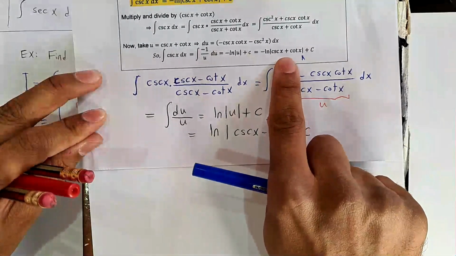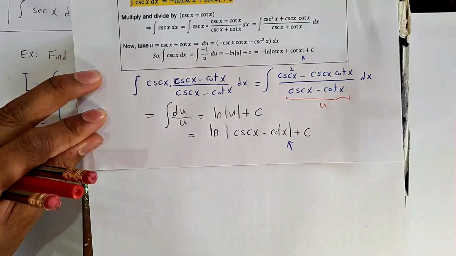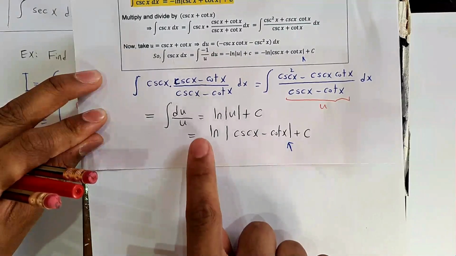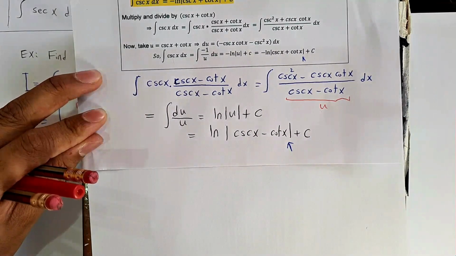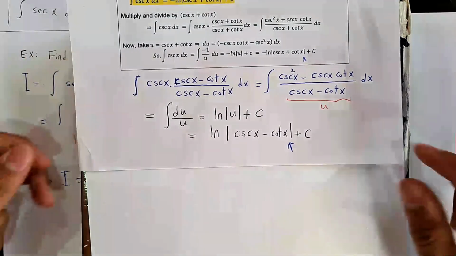If you use the plus inside, you will have a negative outside. If you use the negative inside, then outside you will have plus. Please try to do this yourself again. You will get it easily.